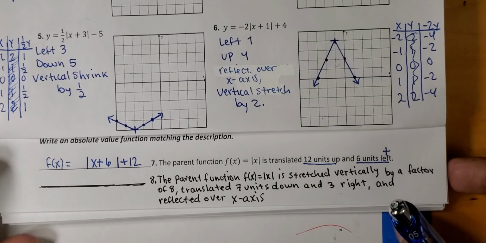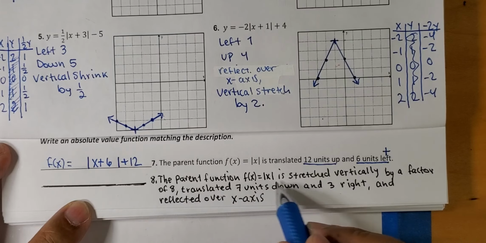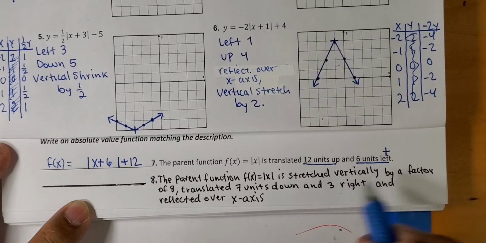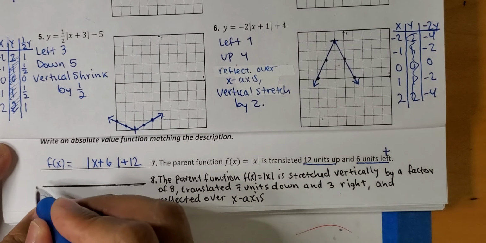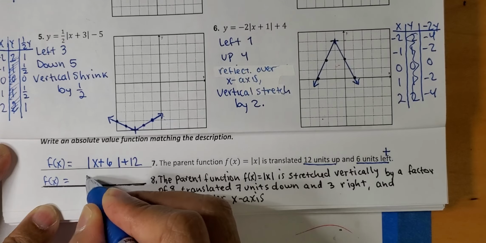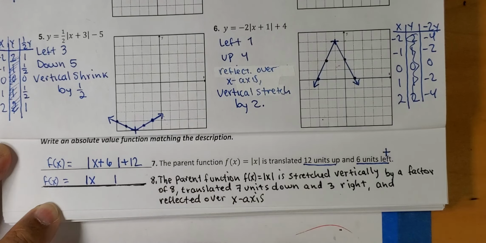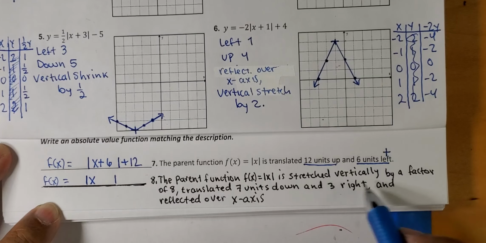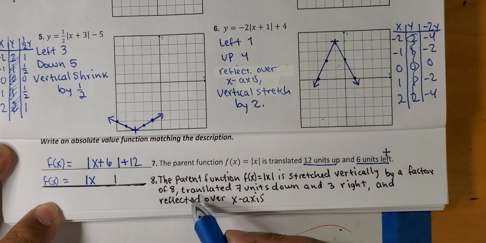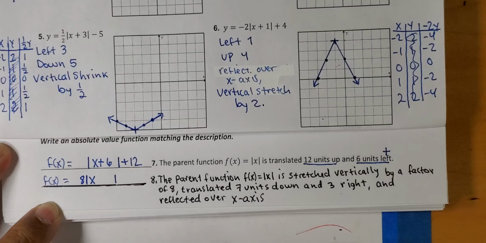Now for the last problem, this one has several transformations. So the parent function f of x is stretched vertically by a factor of 8. So again, f of x equals, and I'm going to leave some space here. And then x is going to go inside of the absolute value. Stretched vertically by a factor of 8 means we have an 8 in front of the absolute value.